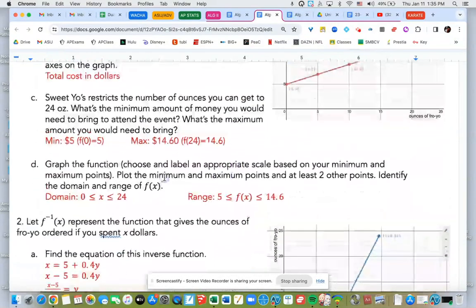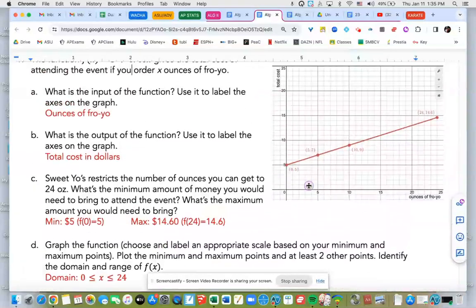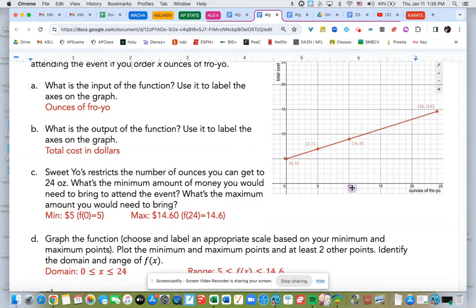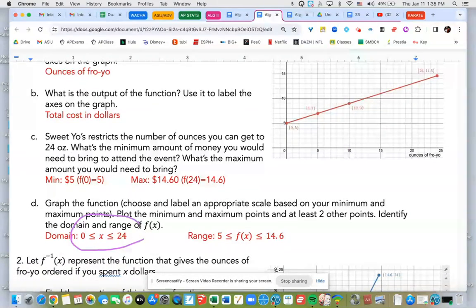They ask for the domain and range. So when I look at this, remember they said the maximum you can get is 24 ounces. So you can get no yogurt, which is 0, and you can go all the way up to 24 ounces, which is your maximum. So that's your domain. Notice how they're equal to. So it's less than or equal to, less than or equal to, because you can have 0, right? And you can have 24. It doesn't have to be less than that or anything in between that.